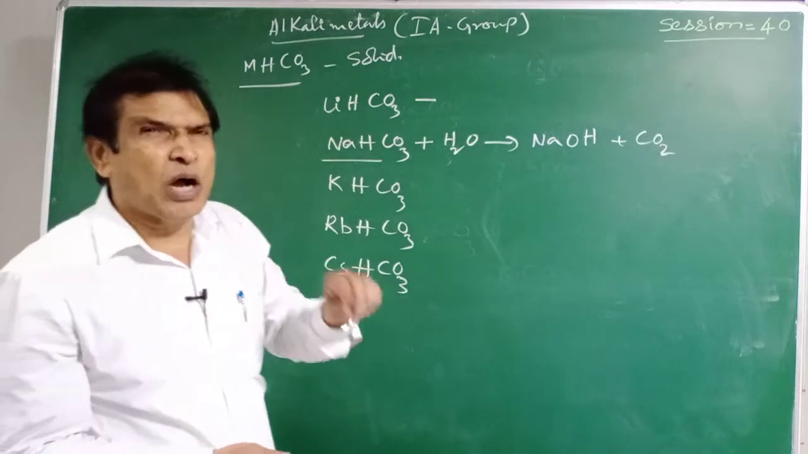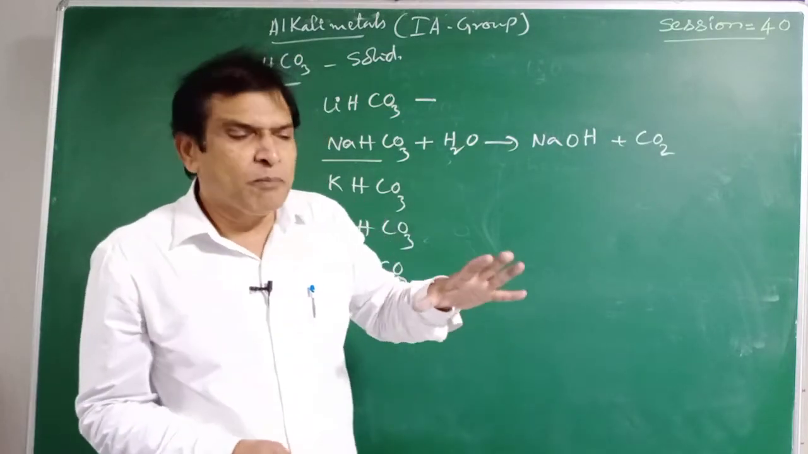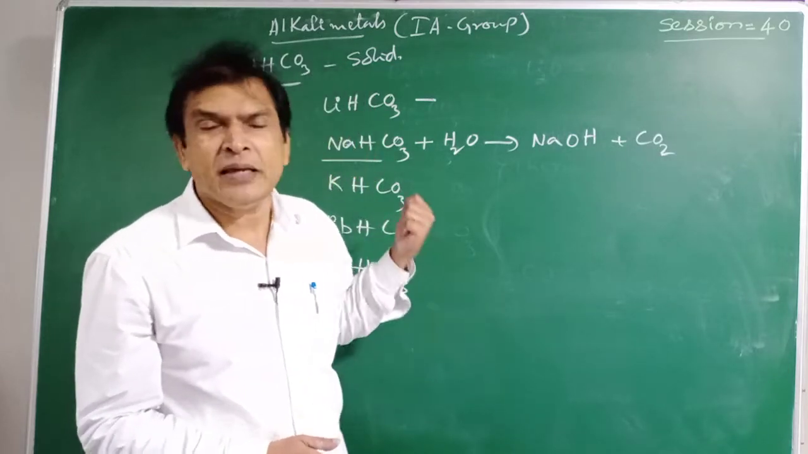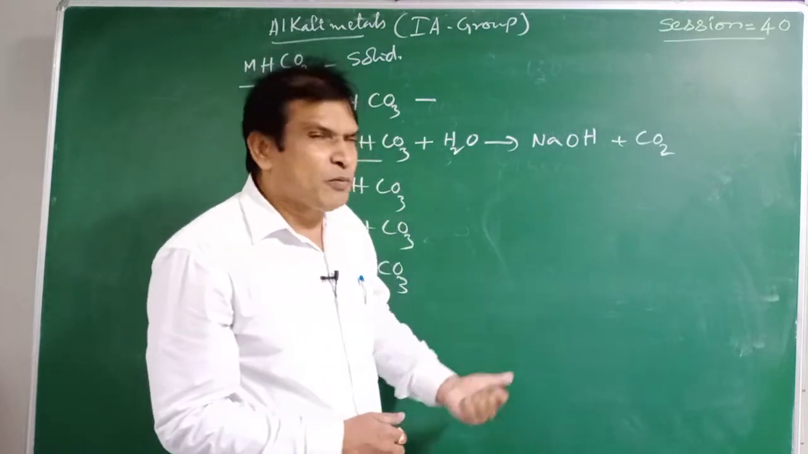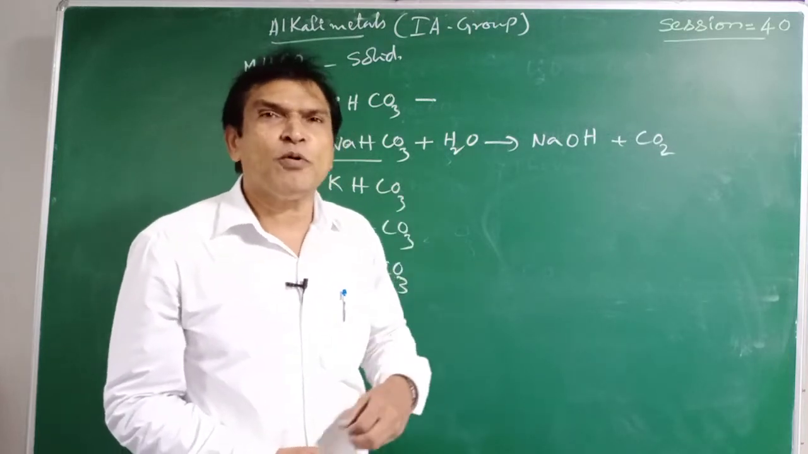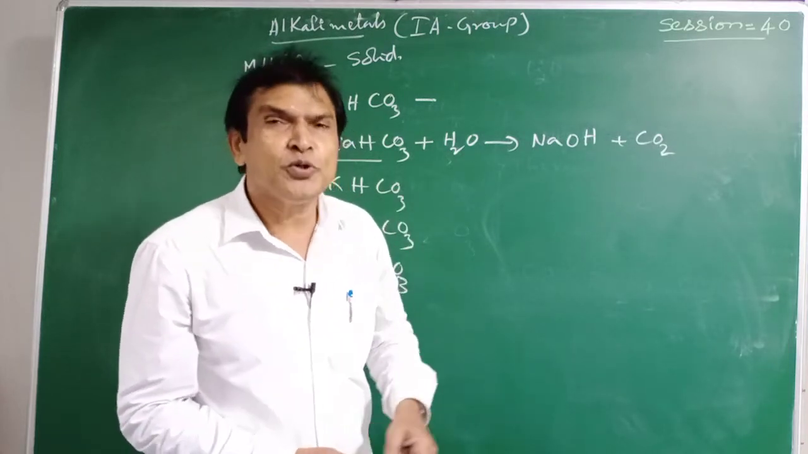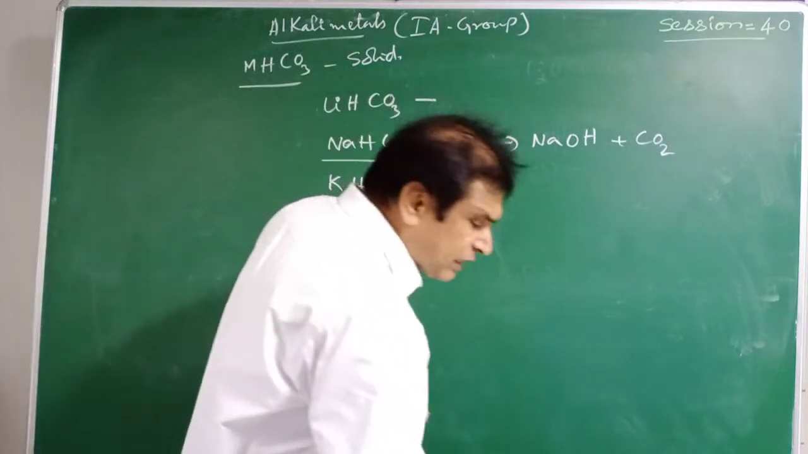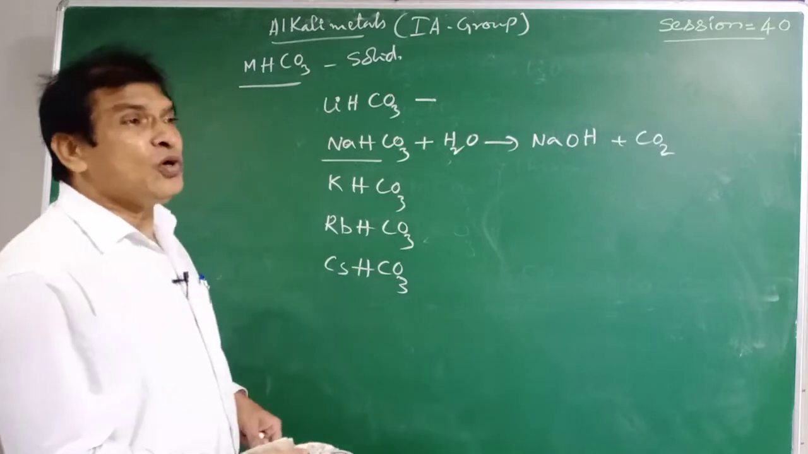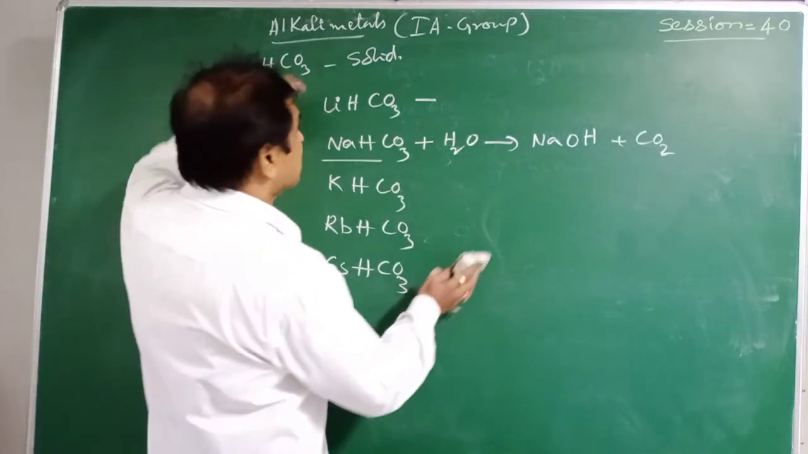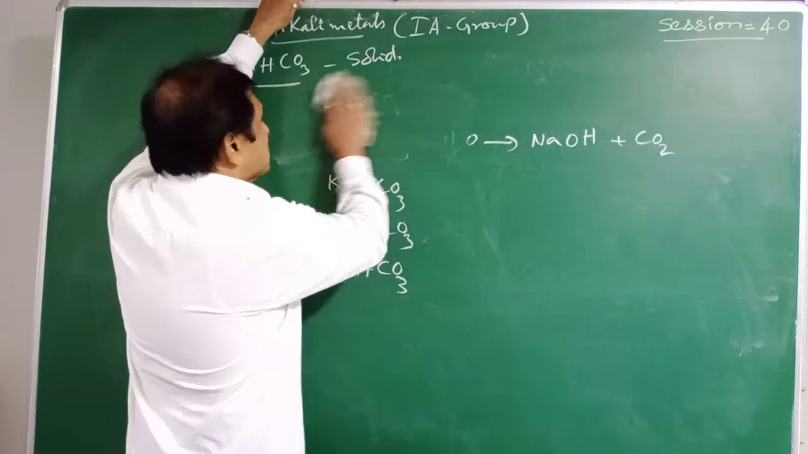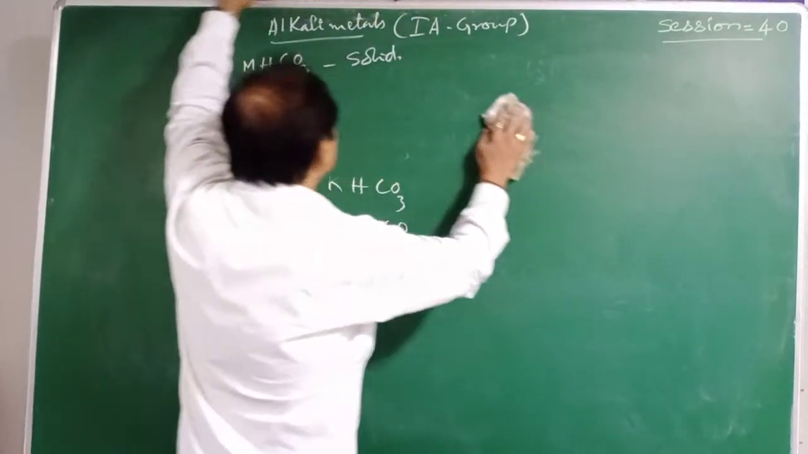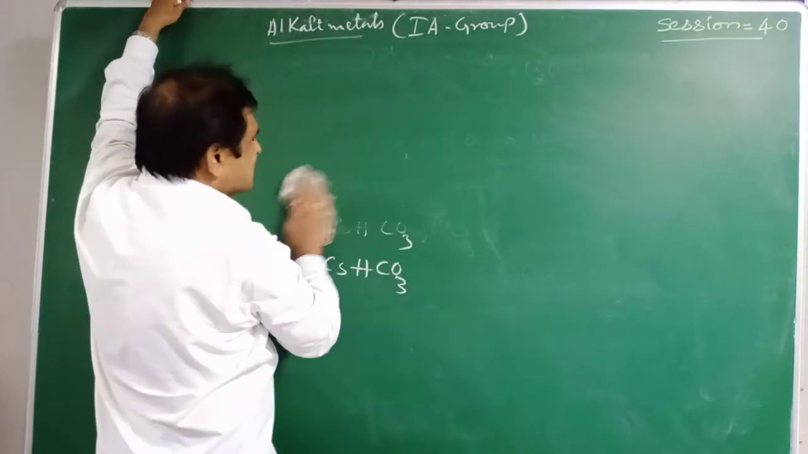Lithium compounds are less soluble. It may be halides, oxides, hydroxides, carbonates or bicarbonates. Lithium compounds are less soluble in water due to higher lattice energy. That is a point you should remember. If any compound is less soluble in water, it possesses higher lattice energy. That is the concept.